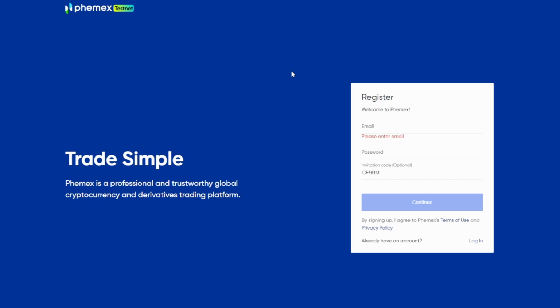You're not going to need to deposit any assets. If it asks you to do that, then you're probably not on the testnet. Stop what you're doing. It should give you a fake starting balance. And basically, you're going to go and populate that trading journal.